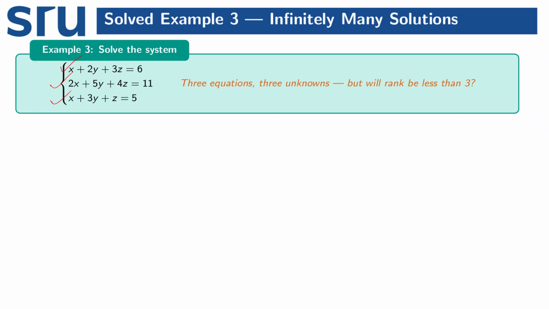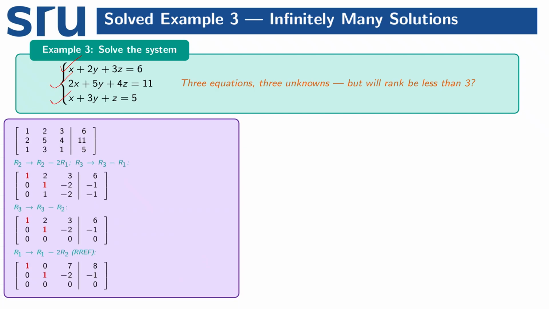Let me ask you, does the number of equations always guarantee a unique solution? Actually no. It depends on the rank, not just the number of equations. So let us construct the augmented matrix from this. The augmented matrix has in the first row 1, 2, 3 and 6, the second row 2, 5, 4 and 11, then the third row 1, 3, 1 and 5.